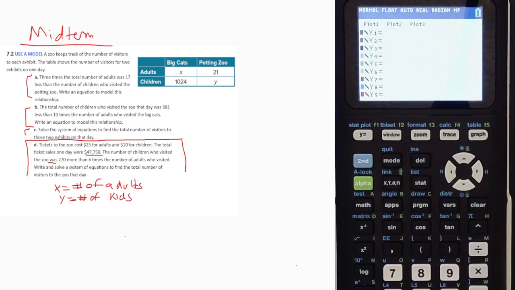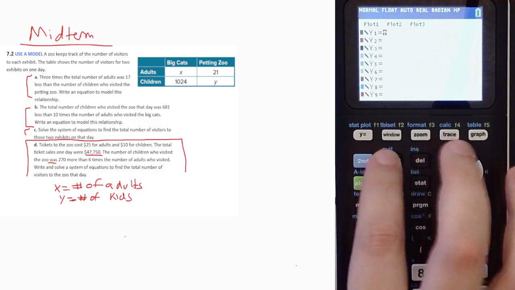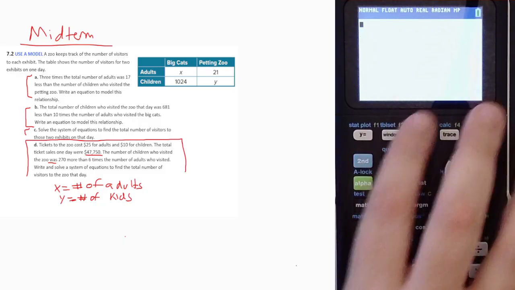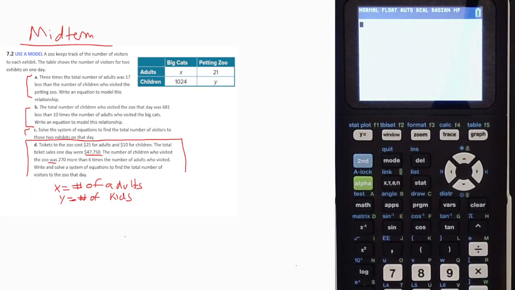Hi there, let's learn how to use our graphing calculator to solve a more complicated system of equations. So this one I actually have already done. I just recorded a video and realized it didn't record right, so now I'm redoing it.